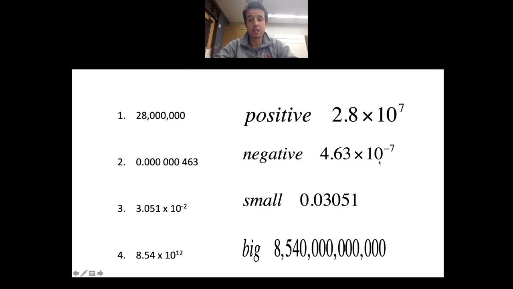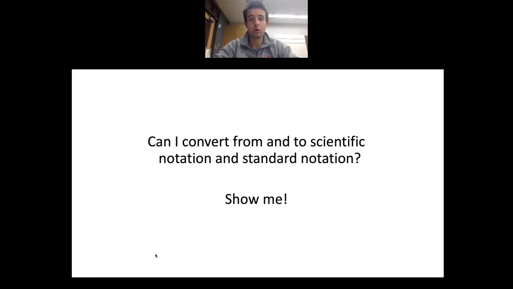Hopefully this makes sense. Each time what you're doing is taking the decimal point, moving it, and just counting the number of times you move the decimal point. That's how you convert numbers into scientific notation. To take them out of scientific notation, you start where the decimal is, and if the exponent is negative, move it to the left. If it's positive, you move it to the right to make that number bigger. Okay, the question is, can you convert from scientific notation into standard notation, or standard notation into scientific notation?